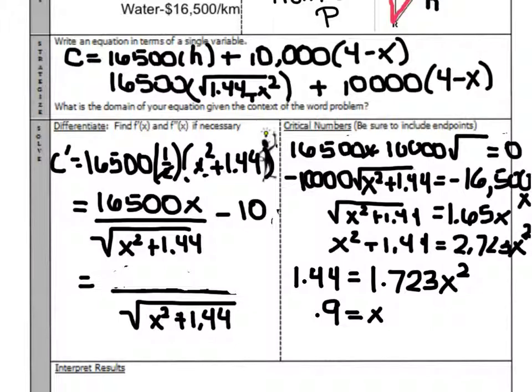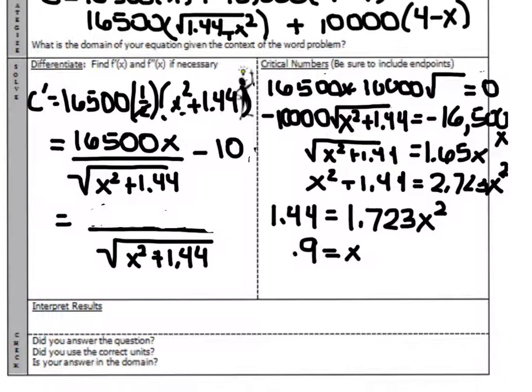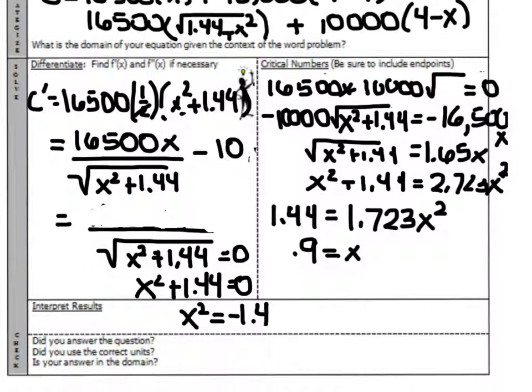Now we also have to consider the denominator. So if we were to set the denominator equal to 0, we'd square both sides, so we get x squared plus 1.44 equals 0. And then you notice we're going to get x squared equal to a negative 1.44. Well, we know that's an imaginary root, so we will not consider that critical number. So our value of where we would place P is 9/10 of a kilometer away from S.